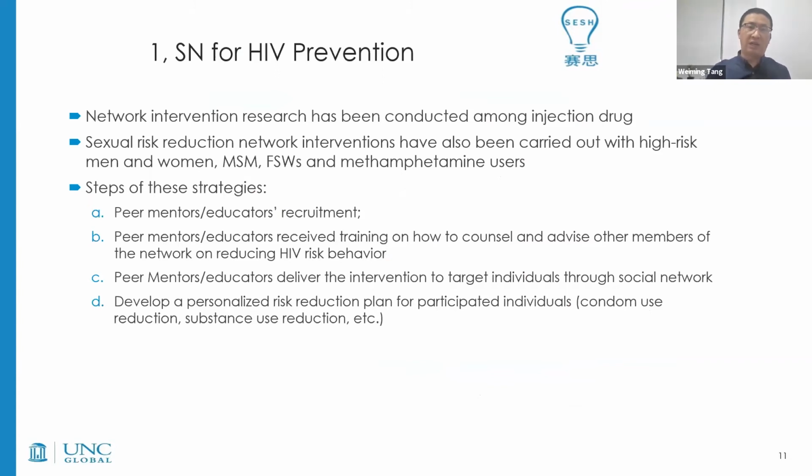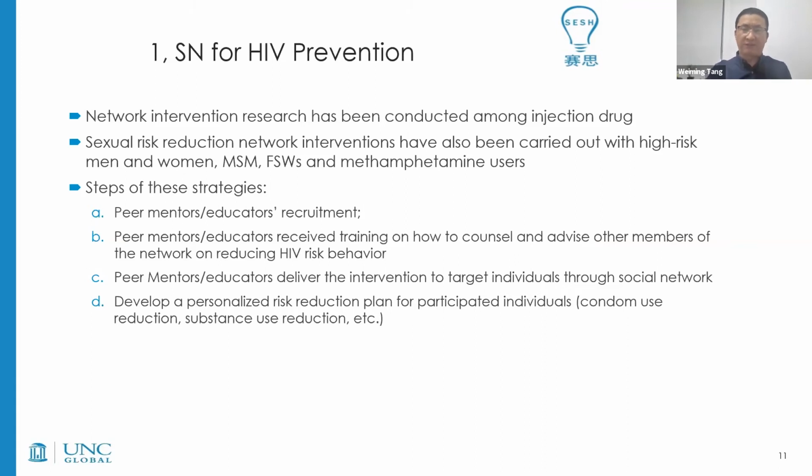That's why we want to use social networks for HIV prevention. Network intervention researchers have used this among different groups of people. For example, it has been used to reduce substance use among drug users. It has been used among men, women, MSM, female sex workers, and other populations for condomless sex reduction.